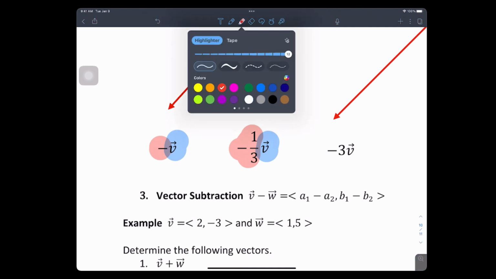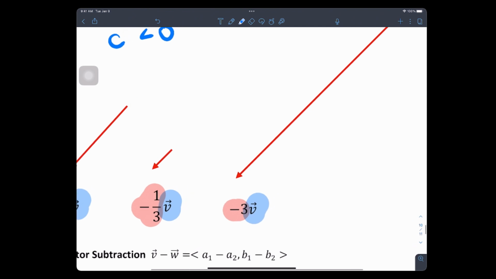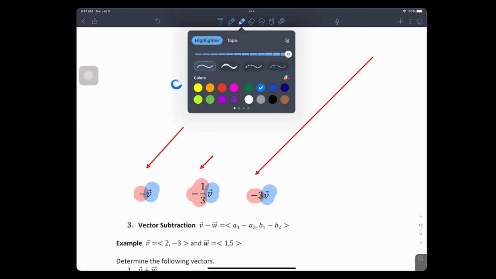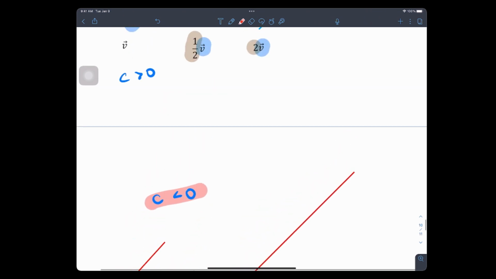Finally, over here, you got -3 times that V. So, ladies and gentlemen, it switches direction in the opposite direction, the negative number, and it makes it longer by 3 times. So I want you guys to see graphically as well the effect of a constant times a vector. I want you to also note, okay, this is going to be important in the world of vectors.